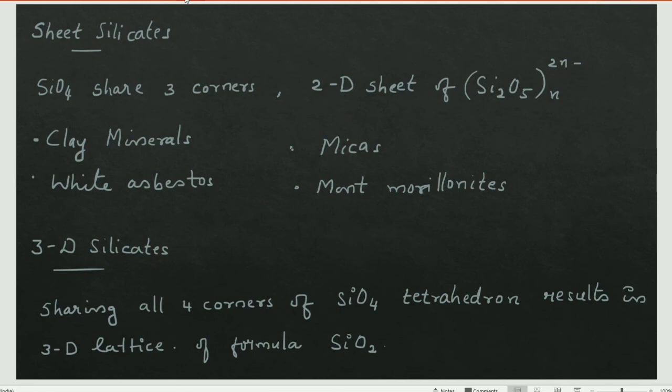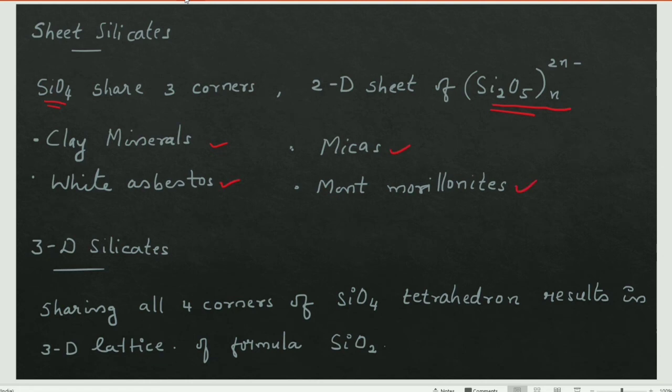Next are sheet silicates. In sheet silicates, the basic SiO4 unit shares three corners and forms a two-dimensional sheet of (Si2O5)n 2n-. So the basic unit to remember in sheet silicates is (Si2O5)n 2n-. Examples are clay minerals, white asbestos, micas and montmorillonites.